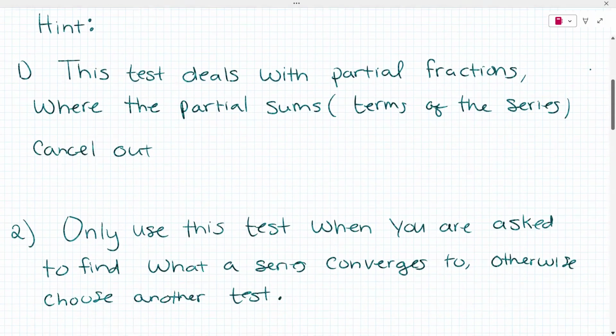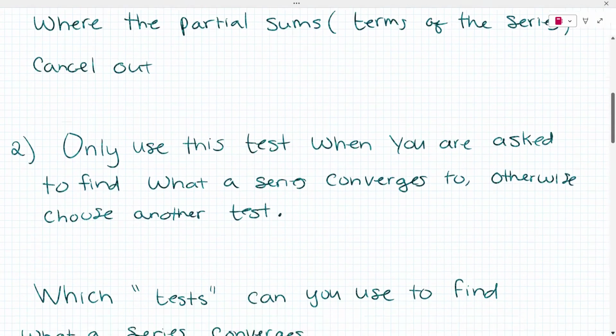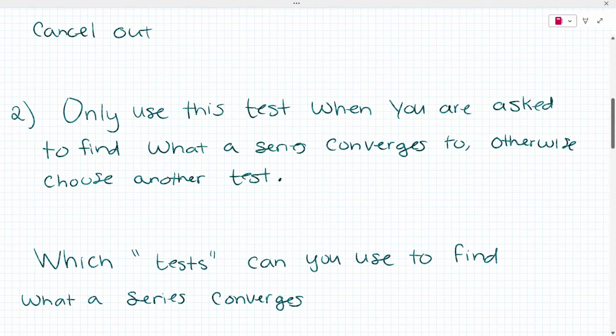So only use this test when you are asked to find what a series converges to, otherwise choose another test. So the key words are: if the question asks what a series converges to and it's in a partial fraction, then you must use the telescoping series.